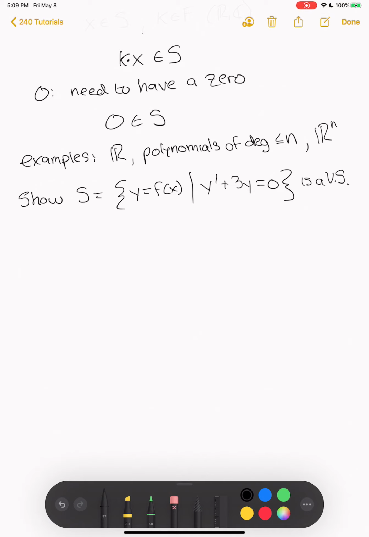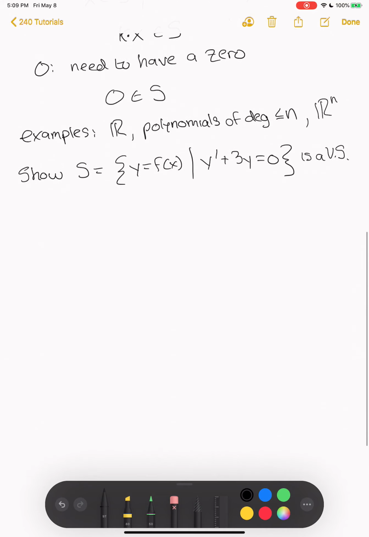And I wanted this example because you don't have to solve this differential equation. So, we're through chapter 9. Everyone knows how to solve this partial differential equation here. But what we're not supposed to do is solve it. We're just supposed to show it's a vector space using stuff from chapter 4.